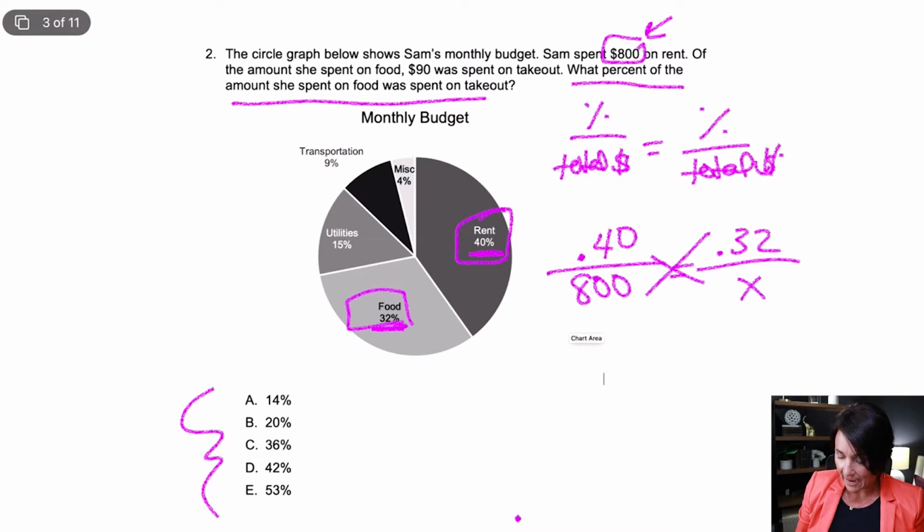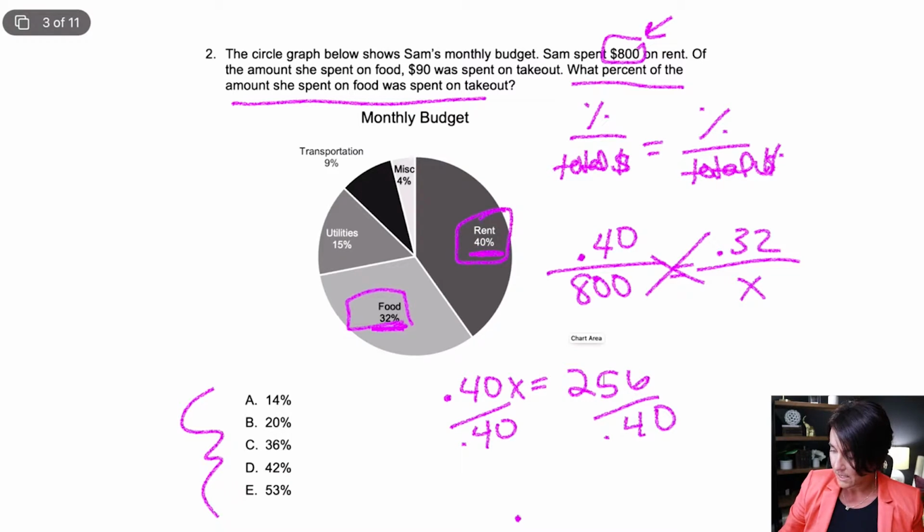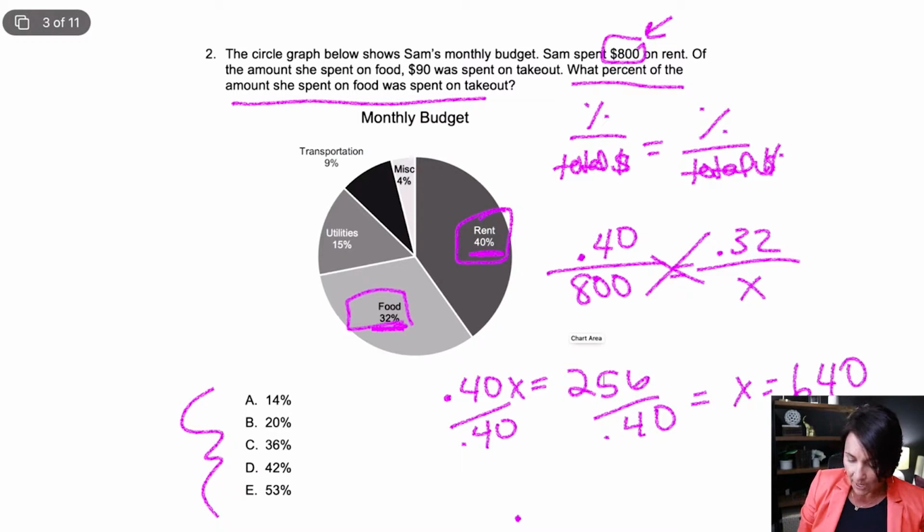So what I want to do is cross multiply and solve for x, and then I will have the total amount I spent on food. All right, so let's do that. When I cross multiply, I get 0.40x equals 0.32 times 800, and that equals 256. I'm not done yet. Divide by 0.40, divide by 0.40 or 40%, and we get x equals 640. So I know that food, the total amount, was 640.